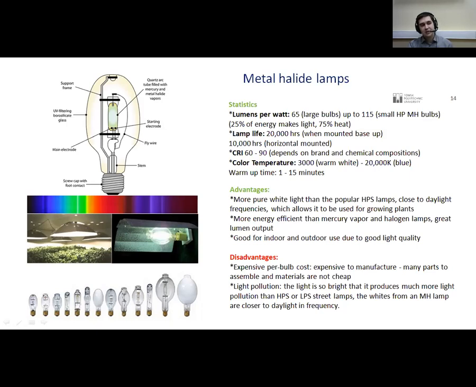If we speak about the efficacy, it is a little bit higher, about 100. Sometimes in the literature, I have found information that the limit of the efficacy is 120 lumens per watt. They can also be used for plant growing, although with an energy efficiency of approximately 25%, sometimes they are not usable, for several reasons.